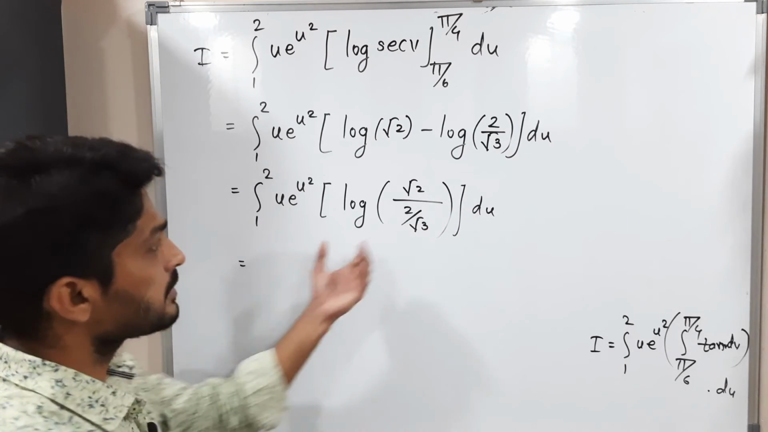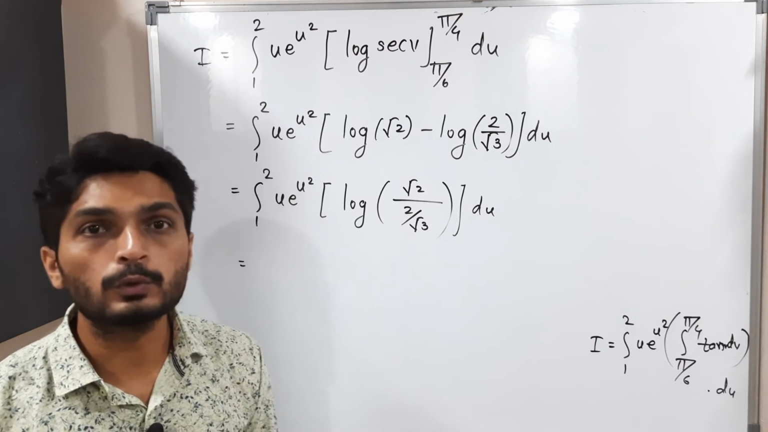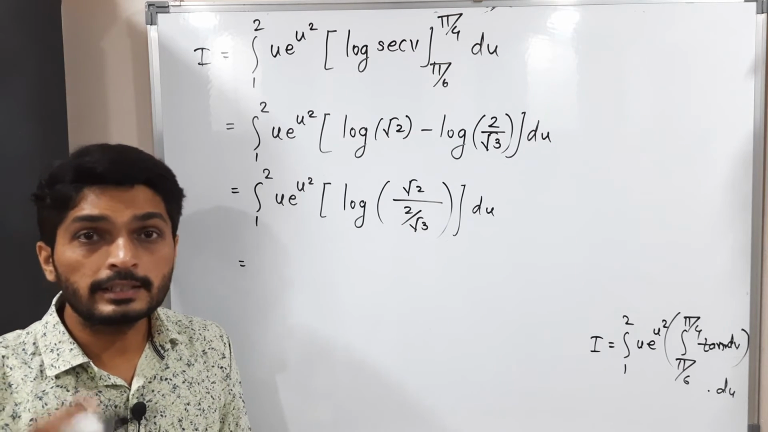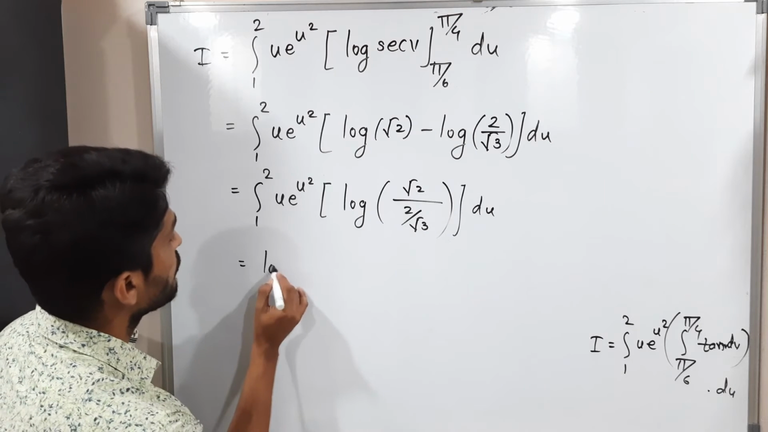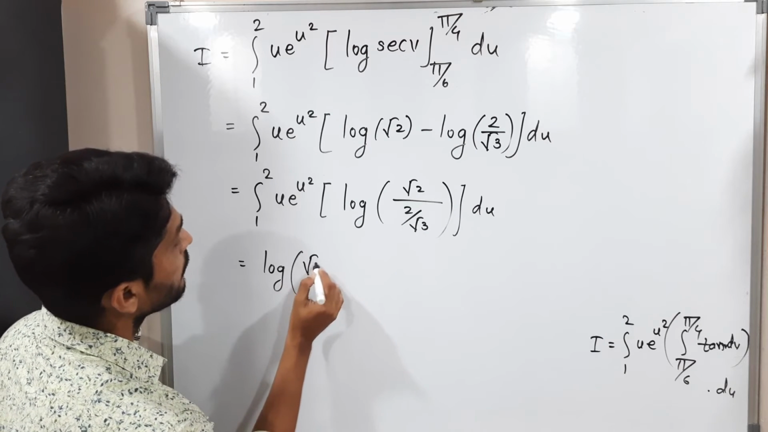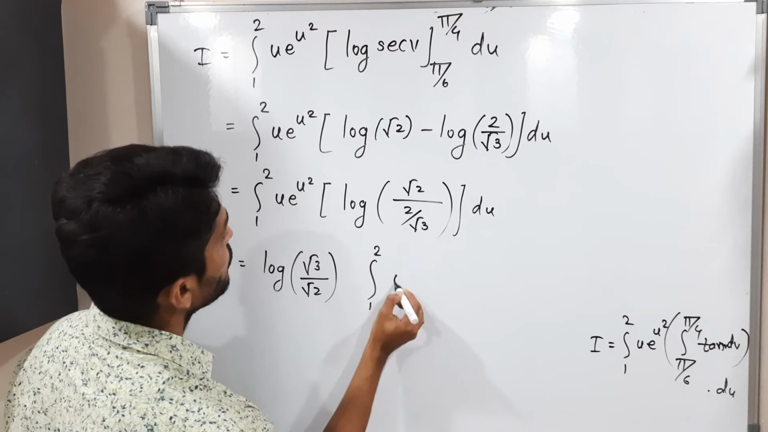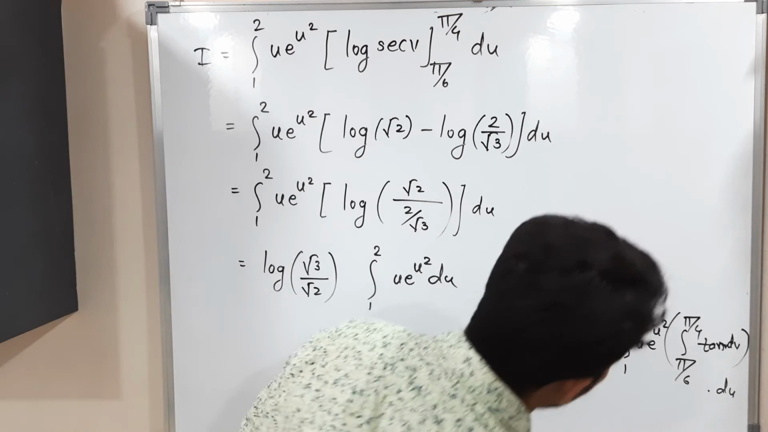So it is a constant, we can take it outside. But see here, 2 means root 2 into root 2, one root 2 will get cancelled, and this root 3 is in the denominator of the denominator, it will shift to the numerator. So therefore we will have log root 3 upon root 2, integration 1 to 2 u e raised to u square du. I will remove this part, it is not required now.